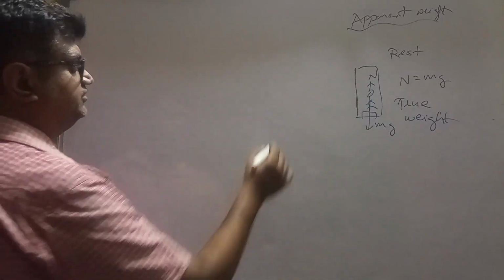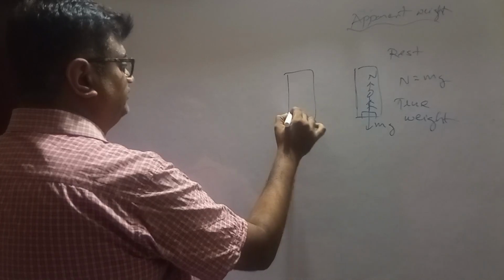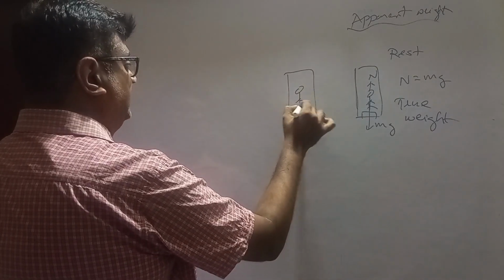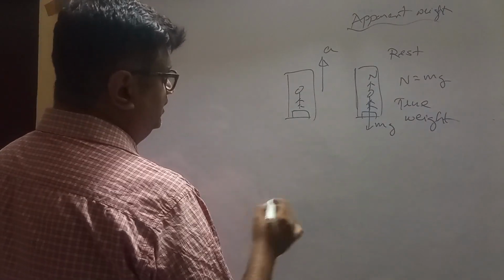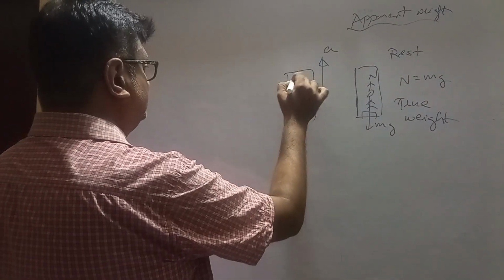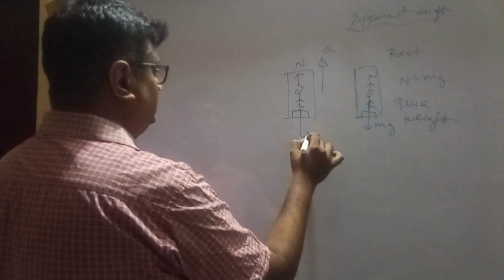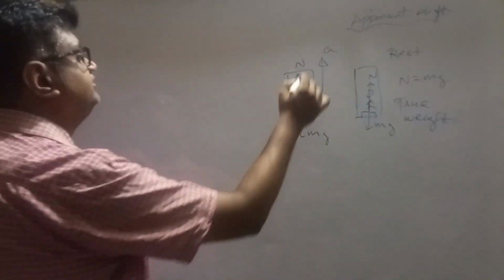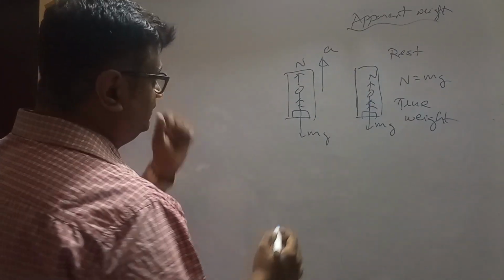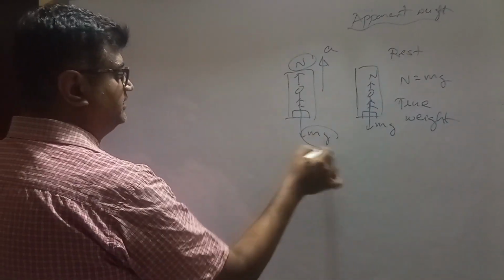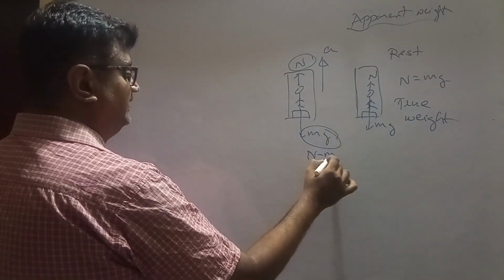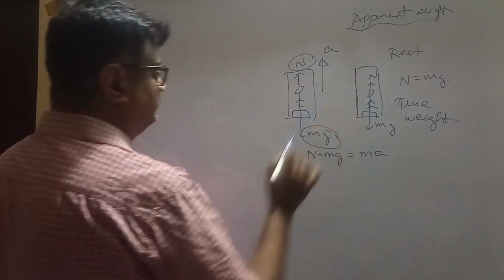Suppose you take further cases that the lift is now accelerating in the upward direction. So let us write the forces now. This is the normal reaction. mg is acting down. Now because the lift is accelerating in the upward direction, which force must be bigger? This force must be bigger than this. So N minus mg will be equal to ma.